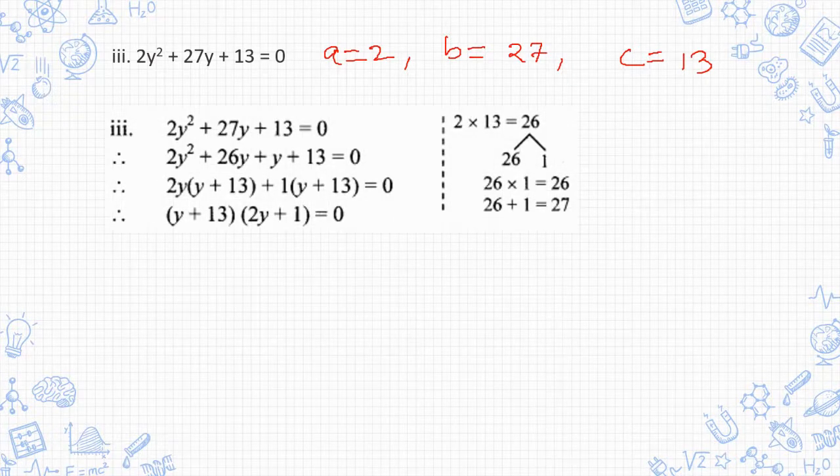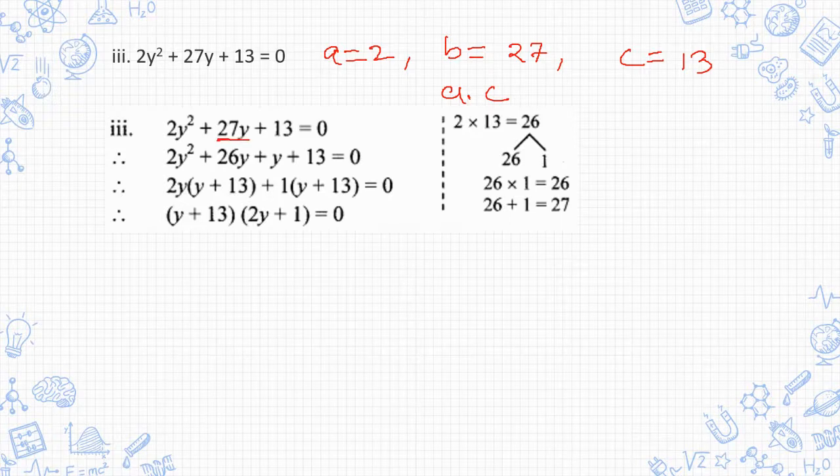Now you have to first multiply a into c. So if you see, a is 2 and c is 13. 2 into 13 will give you 26. Now 26 you have to split into two such numbers that after multiplying those two numbers you should get 26, and after adding or subtracting you should get the middle term.